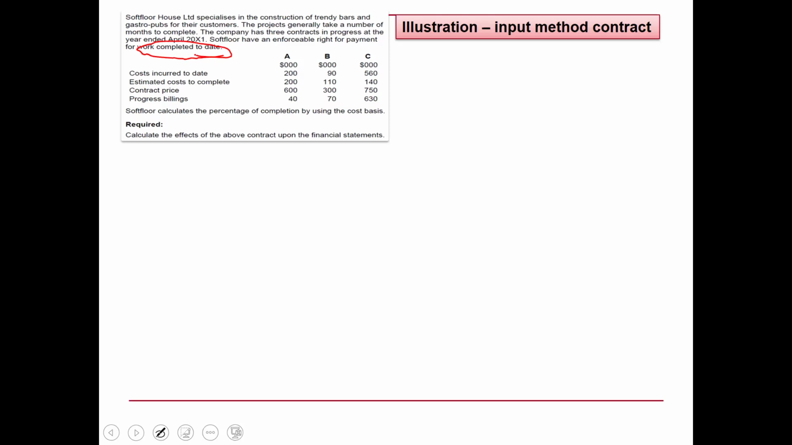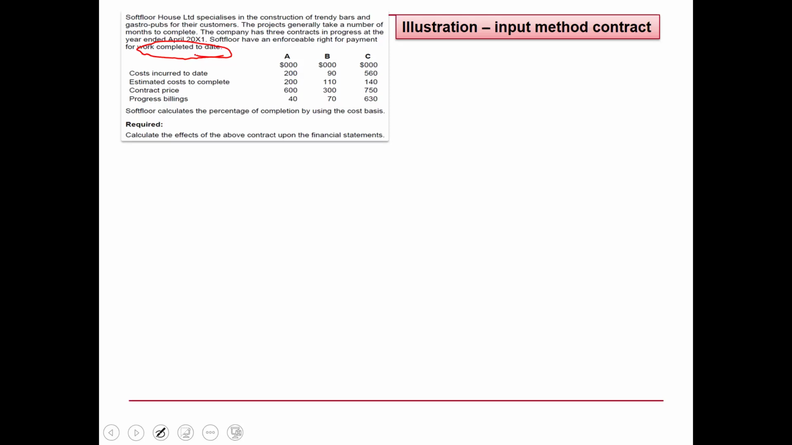We are told that the cost we have incurred to date for contract A is 200, contract B 90, contract C 560. We are estimating additional costs of 200 for A, 110 for B, 140 for C. The contract price, what we have agreed with the customer, is 600 for A, 300 for B, and 750 for C. Then progress billings, the invoices we have given to the customer to pay, are 40 for A, 70 for B, and 630 for C.